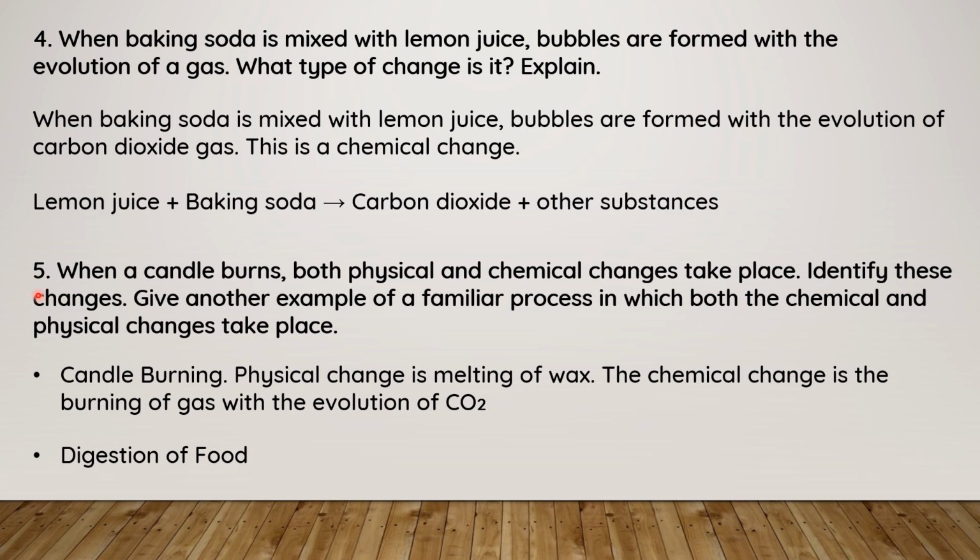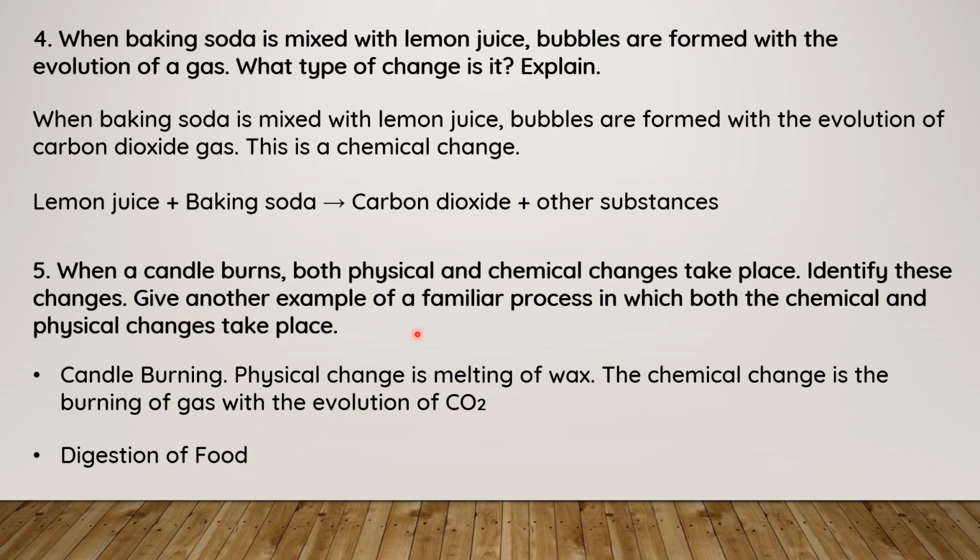Okay. Then fifth question, when a candle burns, both physical and chemical changes take place. Identify these changes. Give another example of a familiar process in which both chemical and physical changes take place. See, a candle burns. Here two changes are happening, physical change and chemical change. The melting of wax is a physical change, and the chemical change is the burning of gas with the evolution of carbon dioxide. Or you know that the wick inside that candle, that thread-like substance, is burning. That burning is also a chemical change. At that time carbon dioxide gas is evolved.